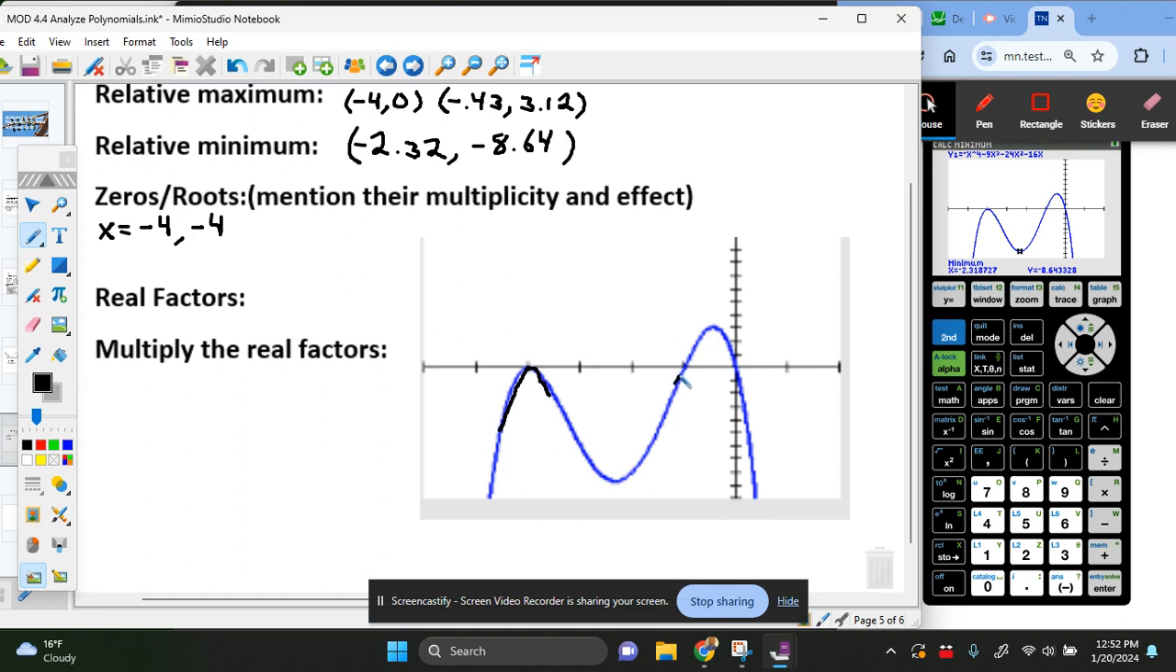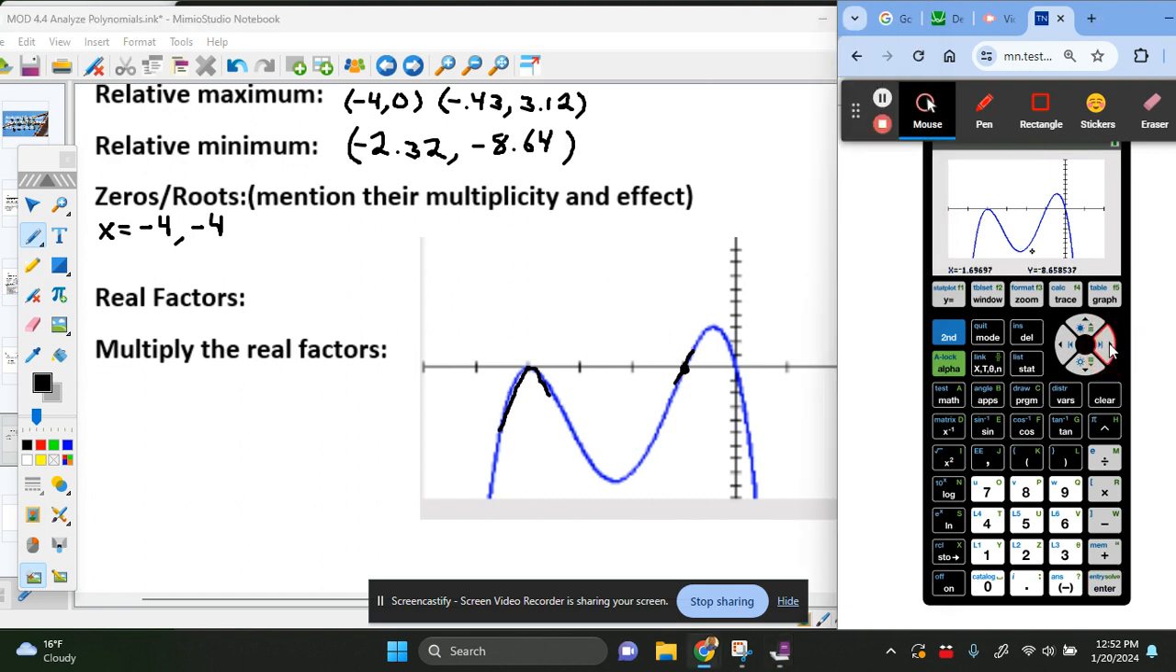So here it crosses the x-axis as well. There's another 0 right there, and it looks like it crosses over right at negative 1. So, by the way, let's go back to our calculator, because we don't know for sure that it crosses over at exactly negative 1. So let's do a calculation on it, and let's find the zero.